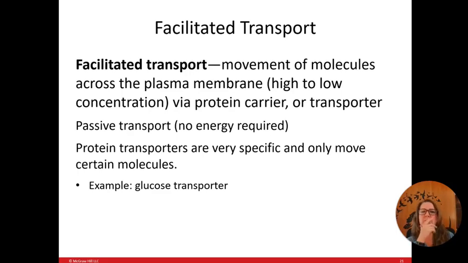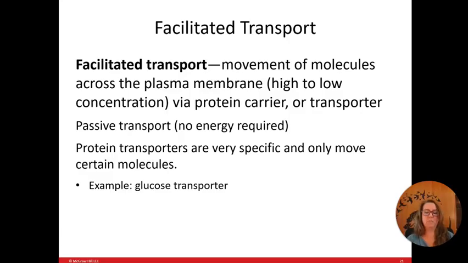So these are movement of molecules across a membrane from high to low concentration, but you need a protein carrier or a transporter, okay? So essentially we have to work a little harder to get it in, but it needs to go in. Now, it could be passive, so no energy required, but there are certainly protein transporters that do, in fact, need energy, so that's a whole other thing.